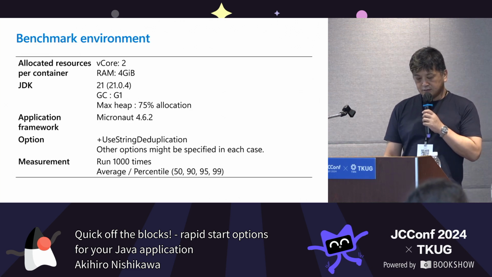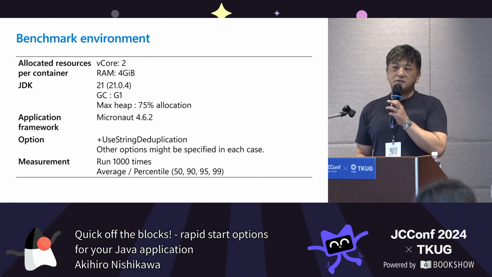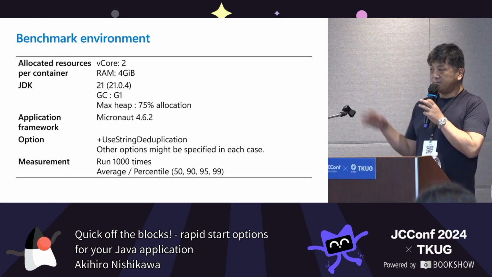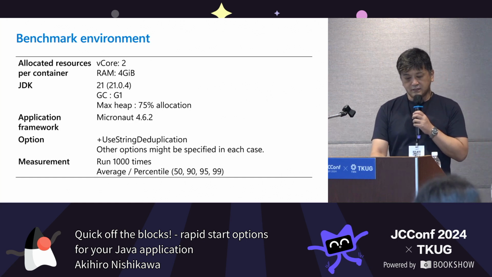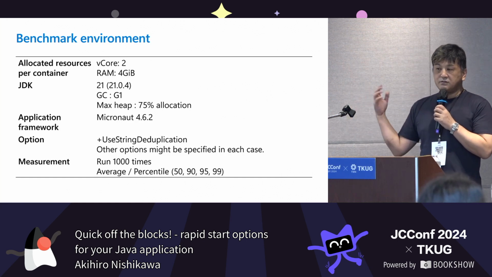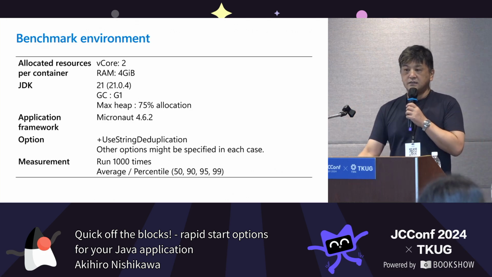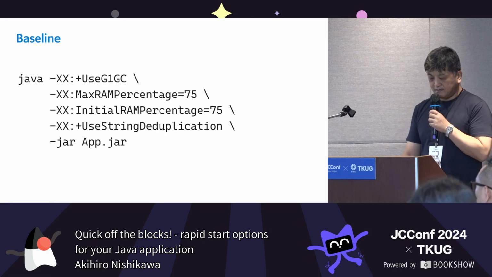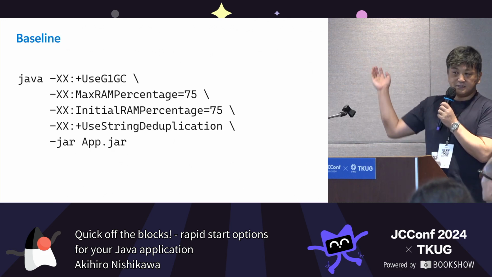Another option is using the application, but this doesn't work, so it doesn't affect the benchmark. Please ignore this option. And the measurement style is running each application 1,000 times, and the average and percentiles are measured. The command is like this.